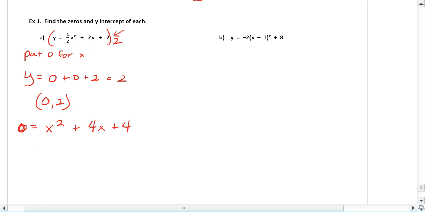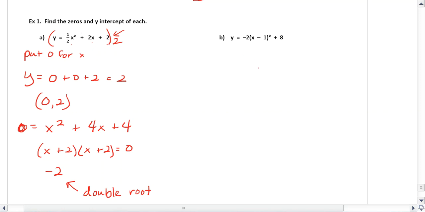Now this looks a lot easier to factor. So now this factors into x plus 2 times x plus 2 equals 0. So this first factor gives me a root of -2, and this factor also gives me a root of -2. So what this is called is a double root. And like I said, we're going to look at a graph of this in just a moment. Now let's solve letter B.